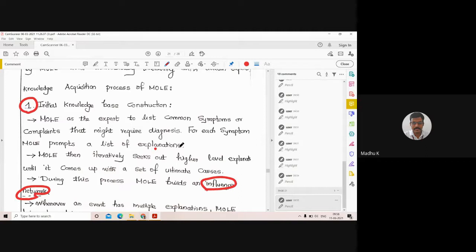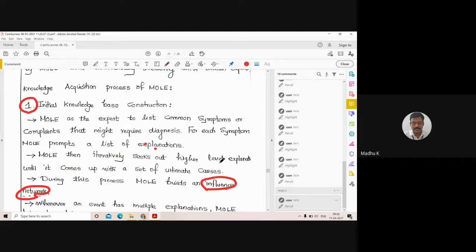For example, fever, cold, headache, etc. It will first list common symptoms or complaints that might require diagnosis. Then for each symptom, MOLE prompts a list of explanations. Then MOLE iteratively seeks out higher level explanations until it comes up with a set of ultimate causes.